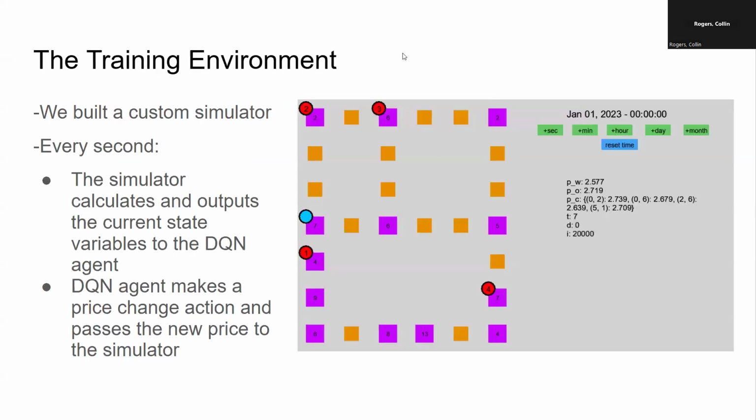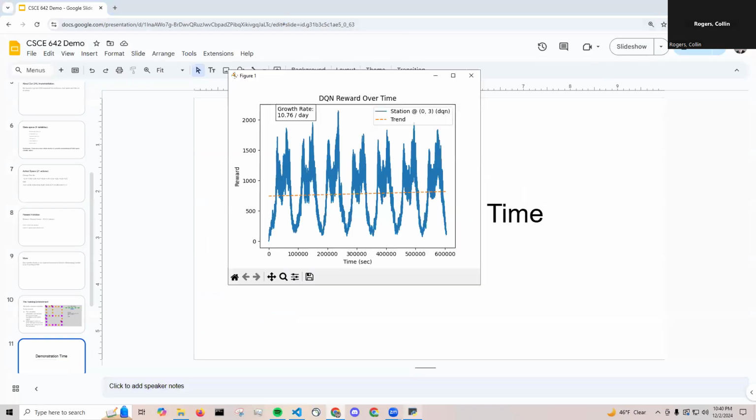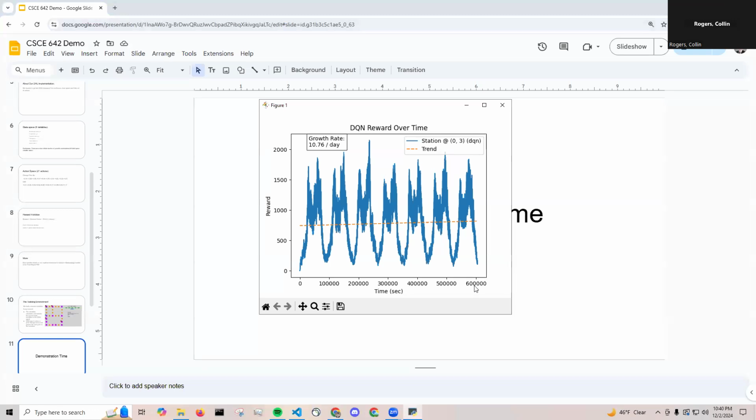We made a custom simulator to both train and to see what this DQN agent is doing. Basically, the simulator will calculate all of the state variables for the DQN agent, and then the DQN agent will make an action, and then that will be sent back to the simulation, and that'll happen over and over again for however many seconds you want it to go. So here's a demonstration. I've already ran it for 1 week, which is a lot of seconds here. That's over 600,000 seconds.